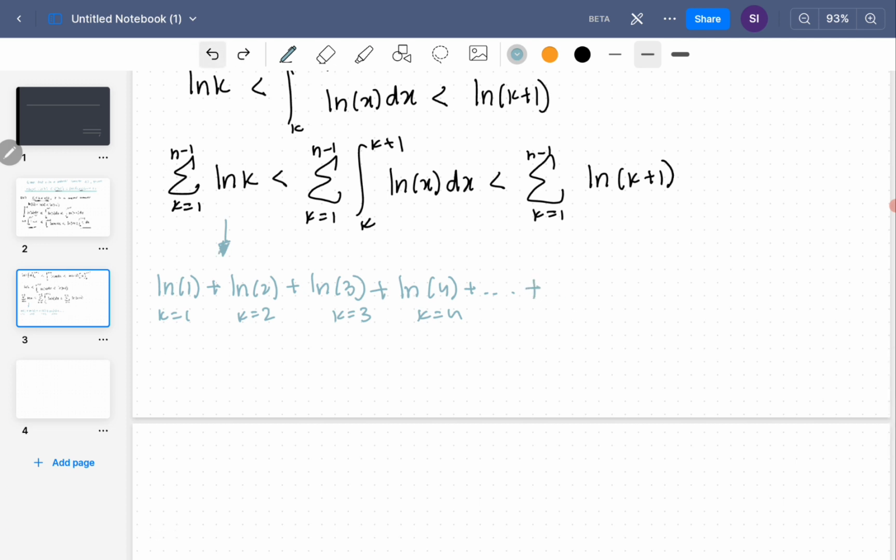So when k is equal to n minus 1, we can simplify this. We know that natural log of 1 is simply 0, so basically all of this stays: natural log of 2 plus natural log of 3 plus natural log of 4, all the way to plus natural log of n minus 1.